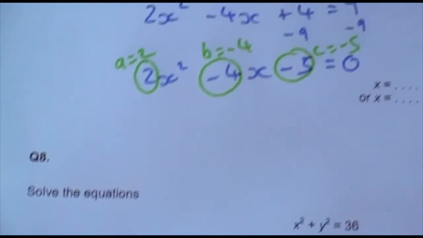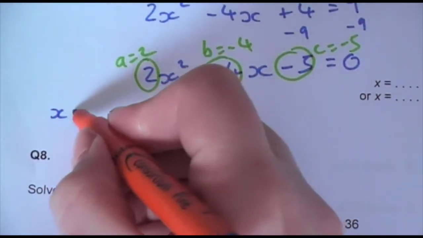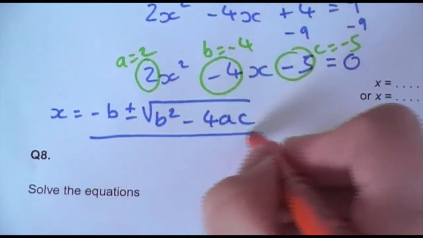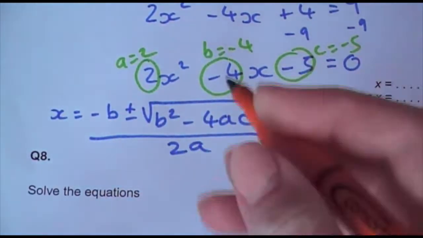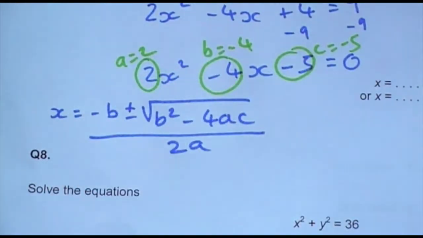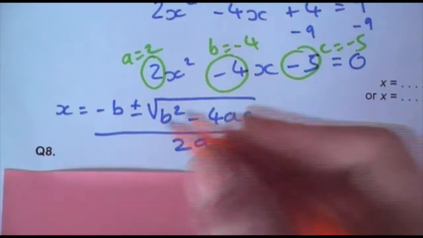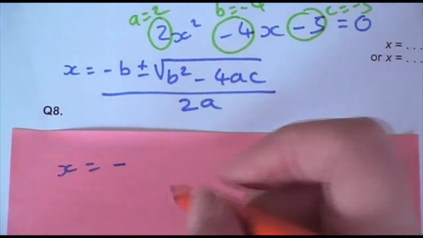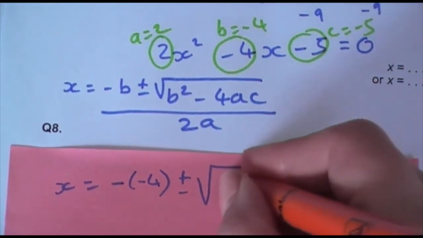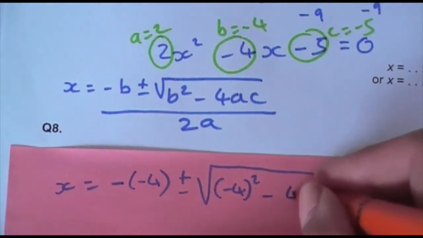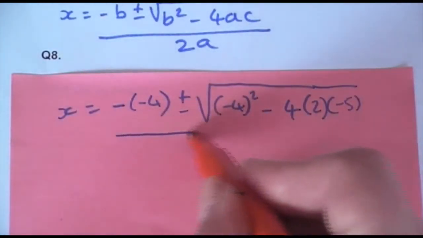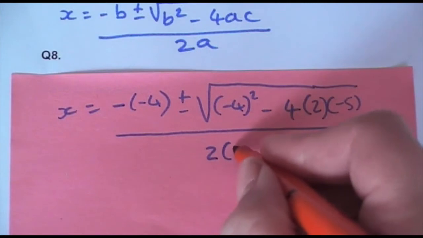So if I'm not familiar with the quadratic equation, I can copy it out the front. X equals negative b plus or minus square root of b squared minus 4ac divided by 2a. And now I'm going to substitute my values in and calculate them. So x equals negative b, and b was minus 4, plus or minus the square root of minus 4 squared, minus 4, a was 2, and c was minus 5, all divided by 2 lots of a, which was 2.